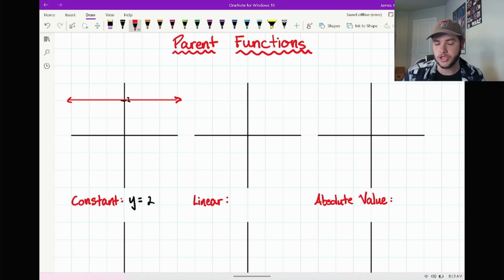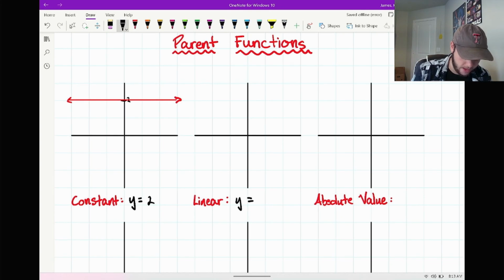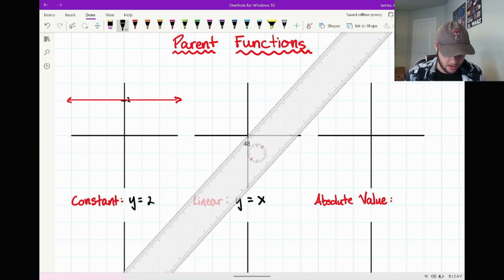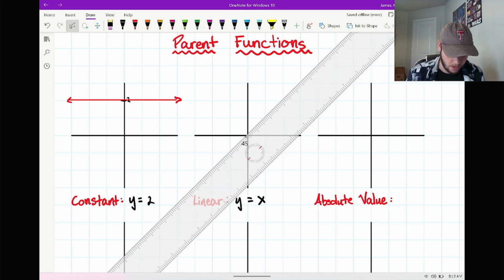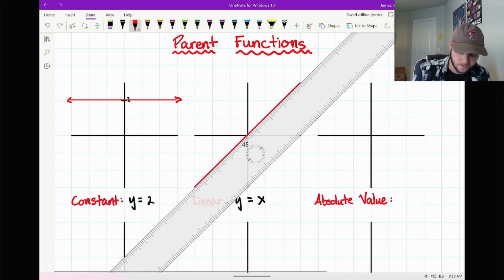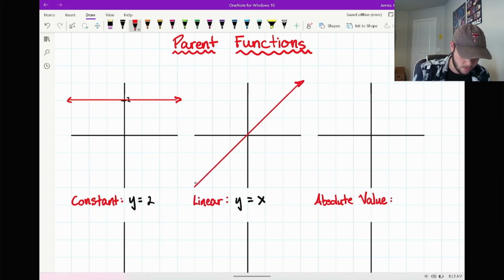Another parent function that we've already talked about how to graph are linear functions, the ones that look like y equals x. This is just going to be a diagonal line through the origin with slope 1. That's a linear function. The next one we're going to take a look at is the absolute value function.